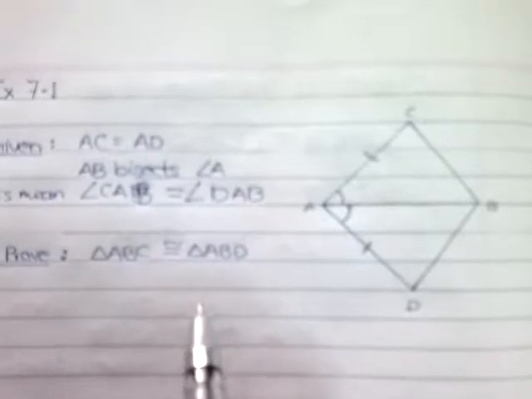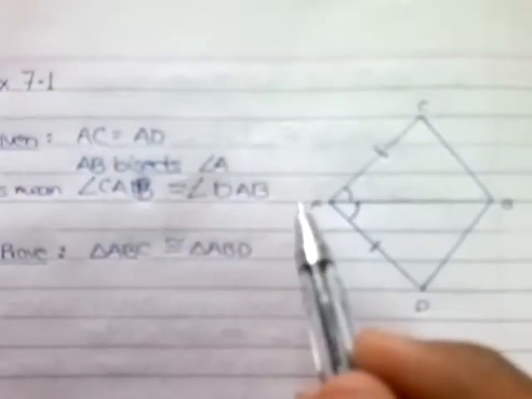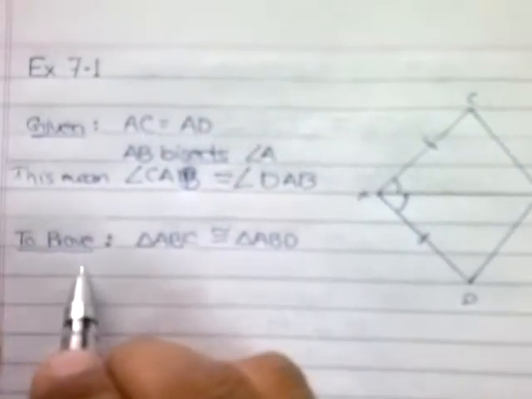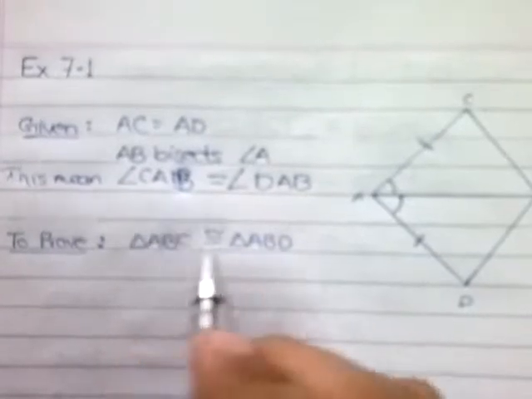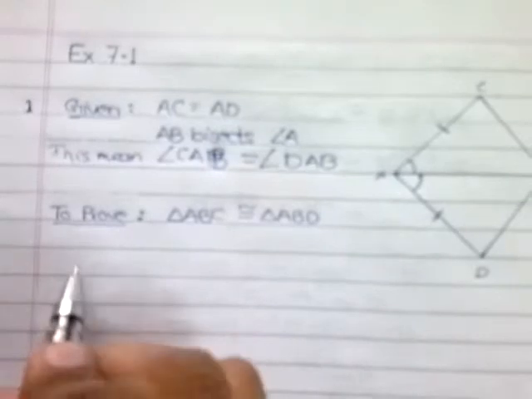So you should look for weak points, you should look for loopholes in the questions which help you to prove the answer. And what we are going to prove here is that triangle ABC is congruent to triangle ABD. Let us see how we'll prove that. Here is the proof.